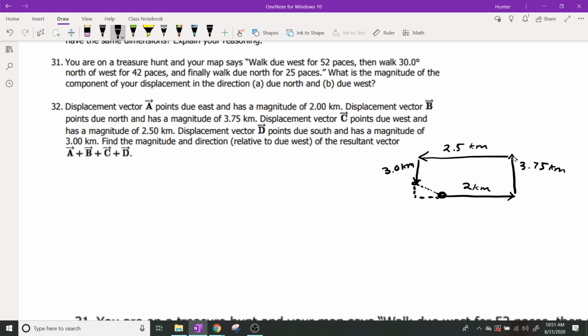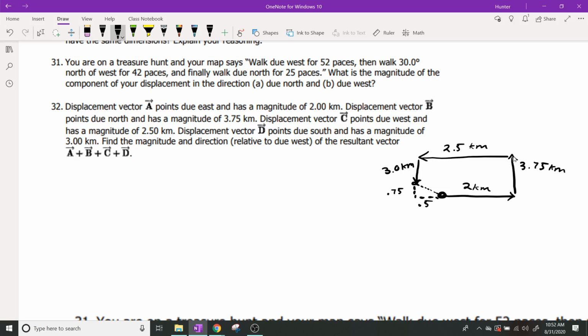Between 3 kilometers going south and 3.75 kilometers going north, what's the difference between those two? Is that a positive or a negative displacement? We have a total 0.75 positive displacement for that triangle, right? Now, between 2 kilometers and 2.5 kilometers, we have a deficit because this is going to be in the negative direction. We're going to the east. I'm sorry, we're going to the west. That's going to be negative. So that's going to be a deficit of 0.5, because 2.5 and 2, the difference is 0.5.